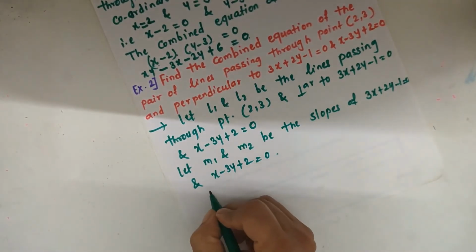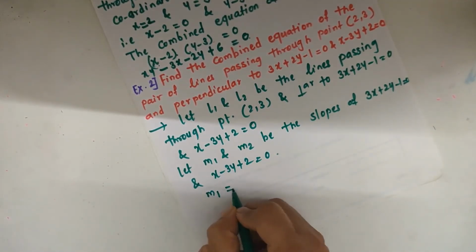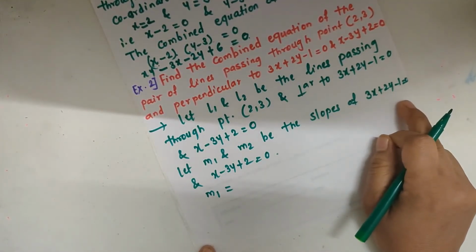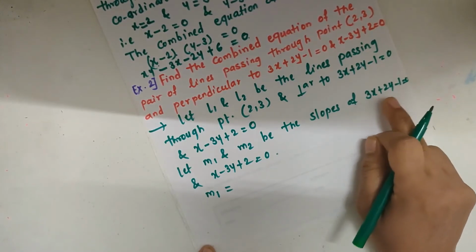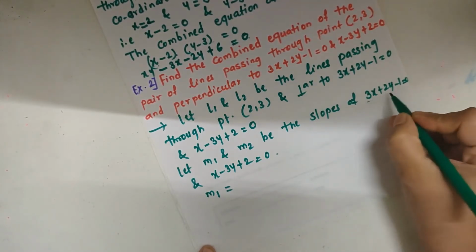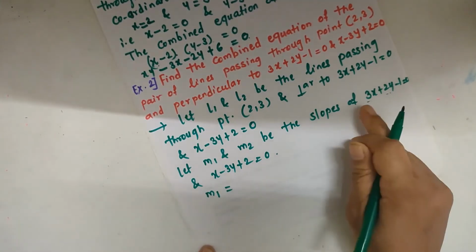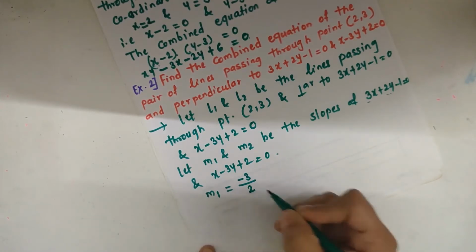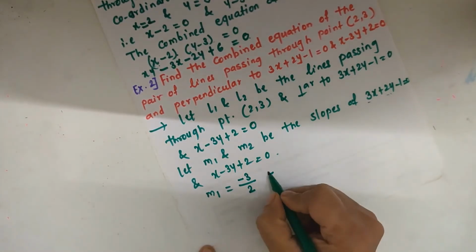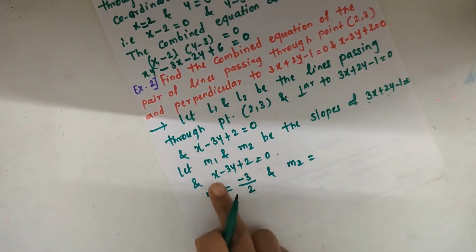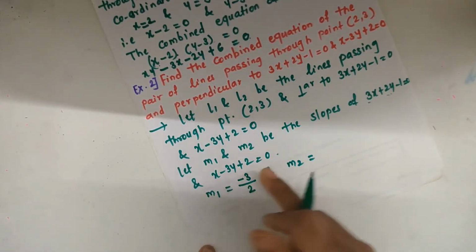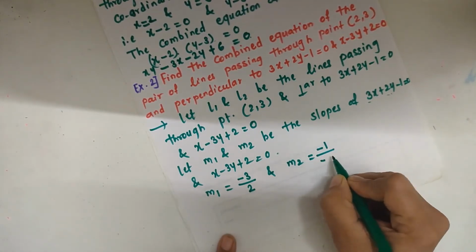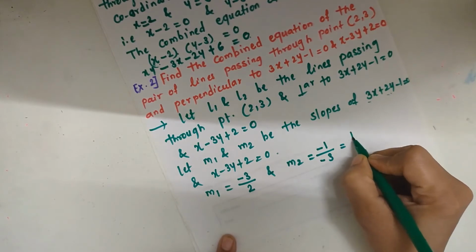So the value of M1 is equal to minus a upon b, using the formula minus a upon b. Here a is 3 and b is 2. So minus a upon b, that is minus 3 upon 2. And M2 is equal to, here a is 1 and b is minus 3. So minus a upon b, that is minus 1 upon minus 3, which is equal to 1 upon 3.